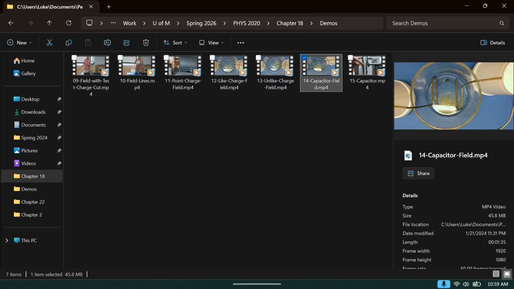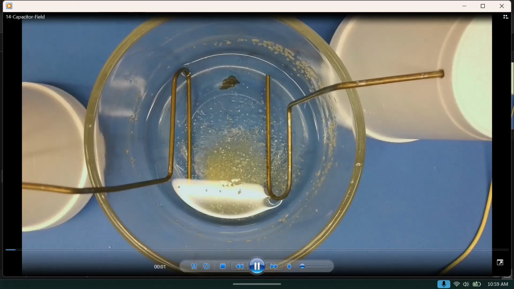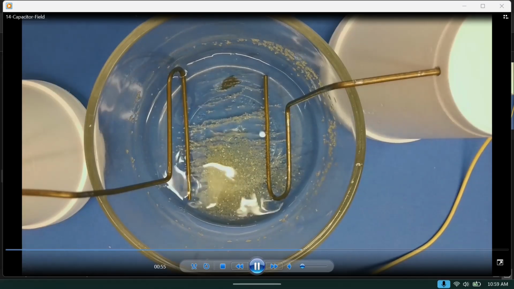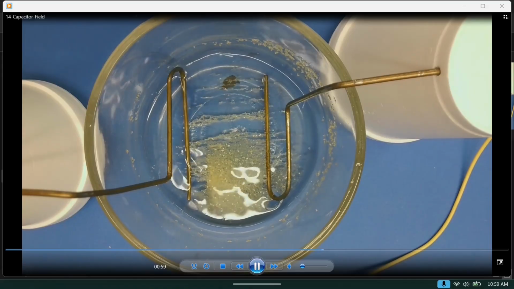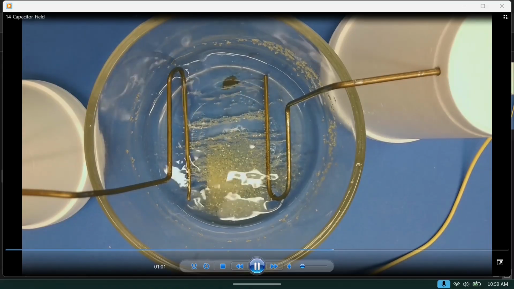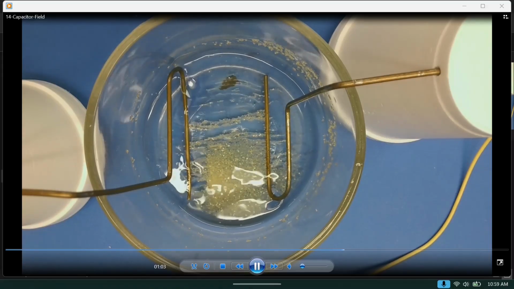If you remember that oil where we put the little grass seeds in, I also did that with a capacitor. In this case, these two coat hanger pieces are essentially long, straight metal plates, and you'll see what the field looks like in the middle. There it goes. What do you notice about it?